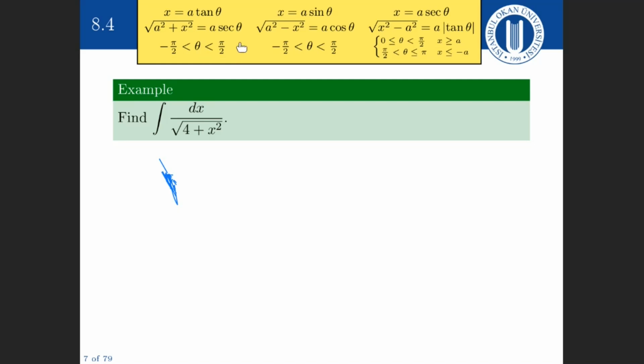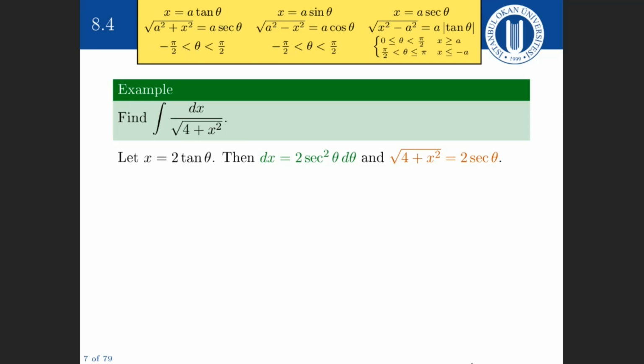That sort of looks like the left one, the square root of a squared plus x squared. So this is the one we're going to be using. We're going to let x be equal to 2 tan theta. Then dx is 2 sec squared theta d theta, and the square root of 4 plus x squared, using the formula from up here, must be 2 sec theta.